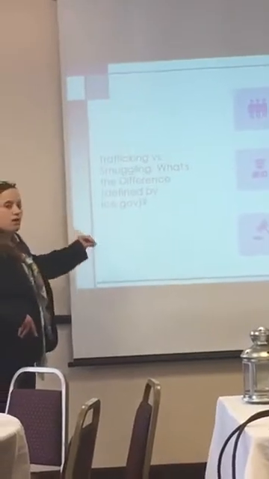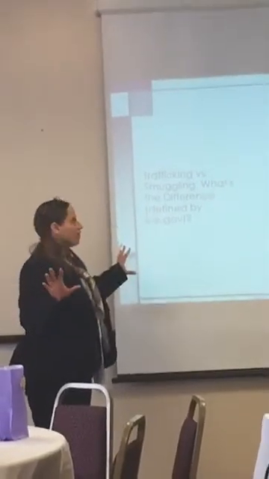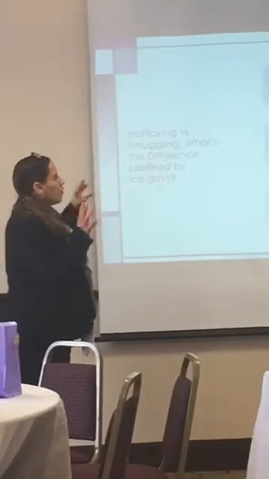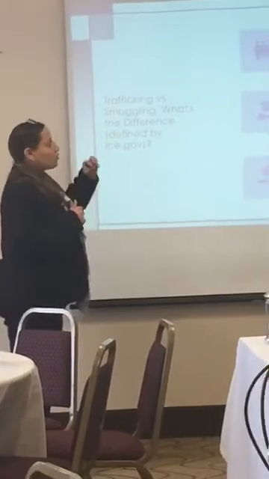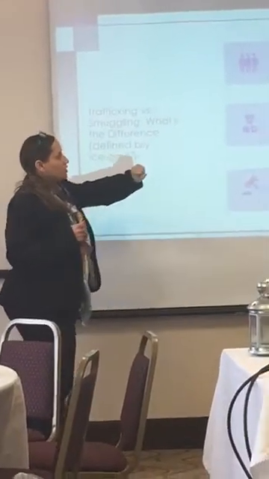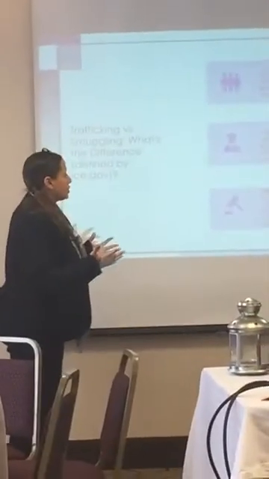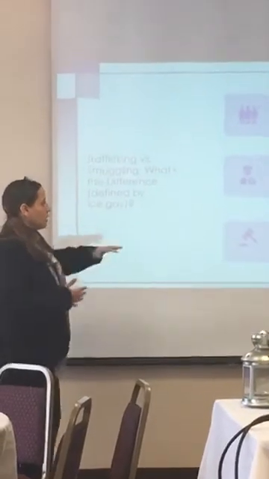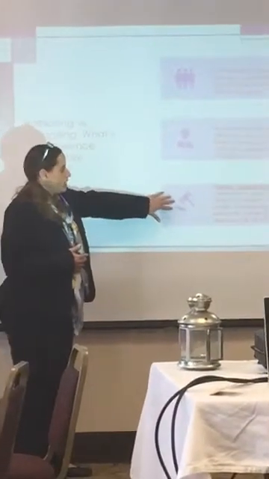So, trafficking versus smuggling. There are two different things, okay? What is the difference between these two different things? Because a lot of people don't understand that. Sex trafficking is when a commercial sex act is induced by force, fraud, or coercion, when a person induced to perform certain acts has not attained 18 years of age, or the recruitment, harboring, transportation, provision, or obtaining of a person for labor or services through the use of force, fraud, or coercion for the purposes of subjecting to involuntary servitude, peonage, debt, or bondage.